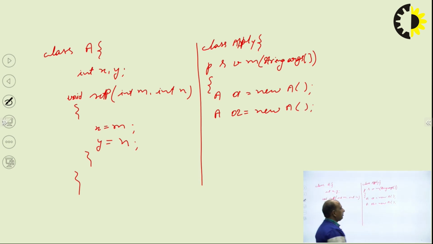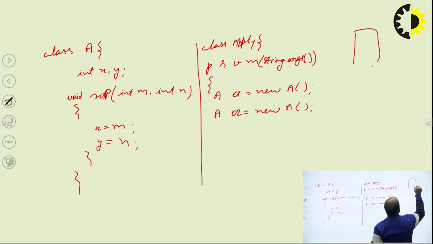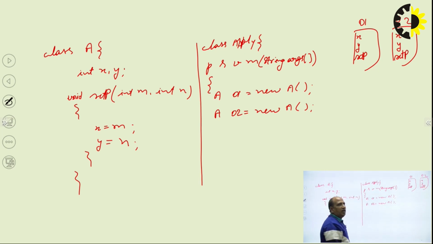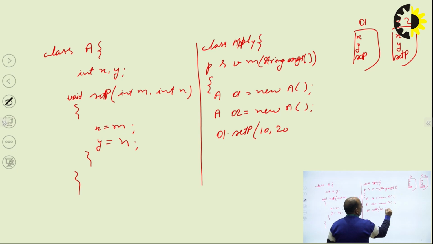Whenever we create an object, this object O1 has a copy of all the variables and all the functions of the class, meaning O1 has x, y and the setp function. Similarly, O2 has x, y and the setp function. So x and y have not been initialized. If we want to initialize them, we can call O1.setp and I have passed 10, 20.